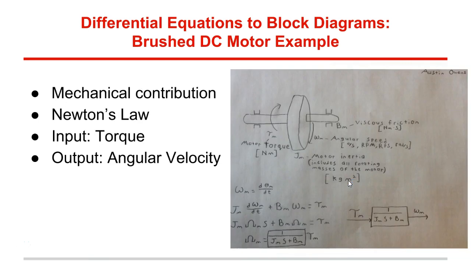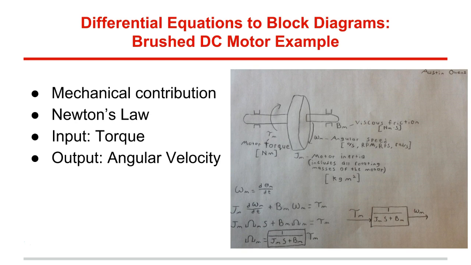So the next is the mechanical contribution, when I was talking about the friction and the moment of inertia that you have to overcome to be able to start going at a constant speed. The input in this case would be a torque, and the output would be an angular velocity. This would be the differential equation, where you have the polar moment of inertia times the derivative of the angular velocity over time, plus the viscous friction, which is bm, times the angular velocity, equal to torque.